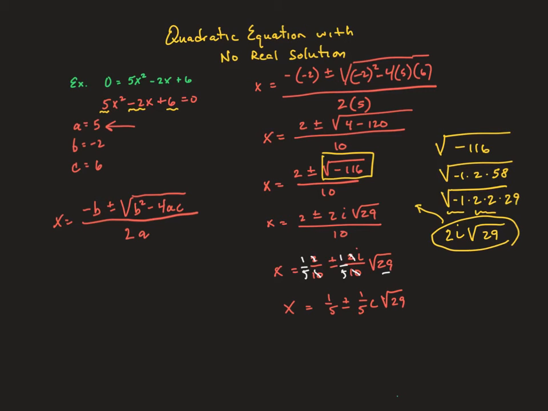And of course it would be easiest to rewrite that as x equals 1/5 plus or minus i square root of 29, or 1 plus or minus i square root of 29, all of that over 5. There you go. There's my two imaginary solutions: a positive, and then a negative. Working with the positive and then working with the negative.